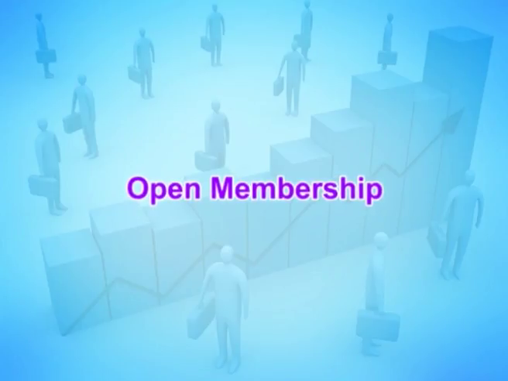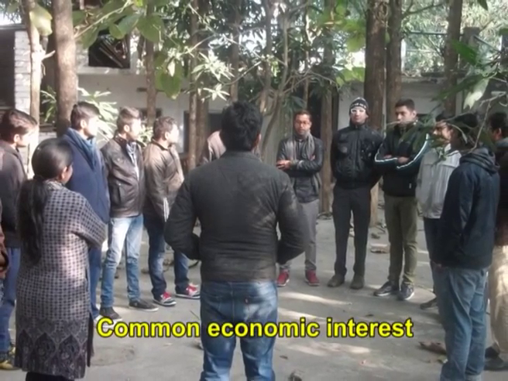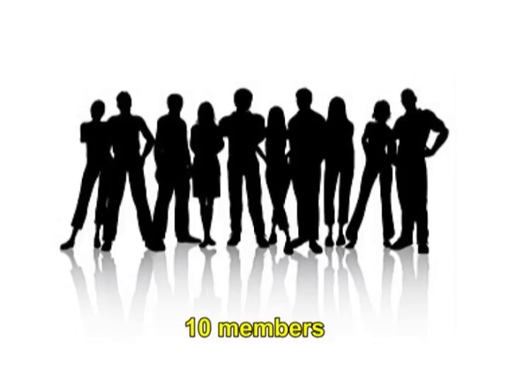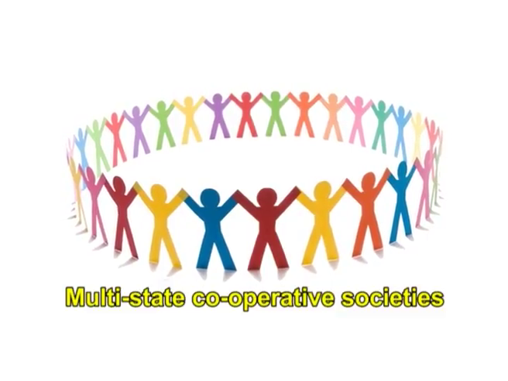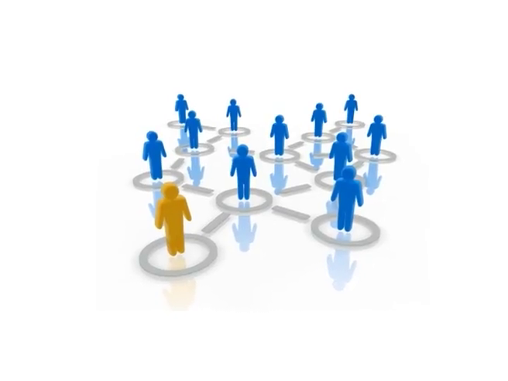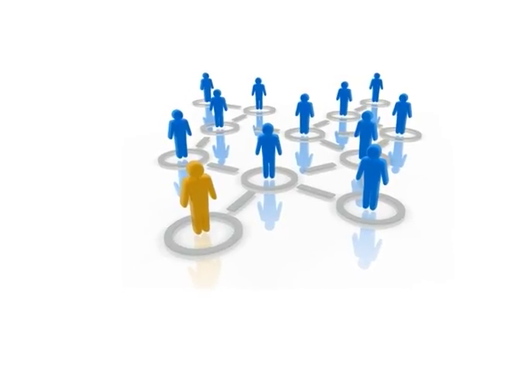Next, open membership. The membership is open to all those having a common economic interest. Then, number of members. A minimum of 10 members are required to form a cooperative society. In case of multi-state cooperative societies, the minimum number of members should be 50 from each state. In case the members are individuals, the Cooperative Society Act does not specify the maximum number of members for any cooperative society. However, after the formation of the society, the members may specify the maximum number of members.